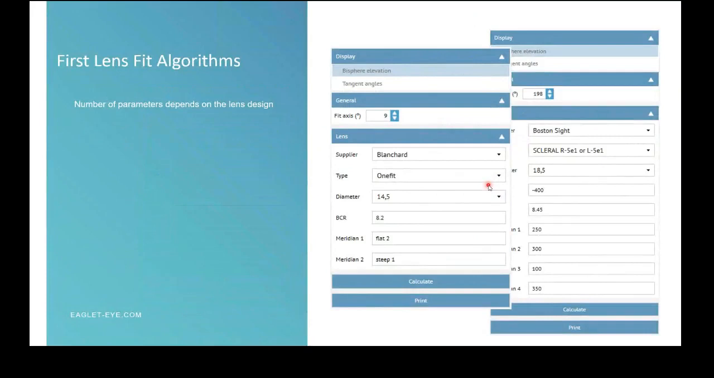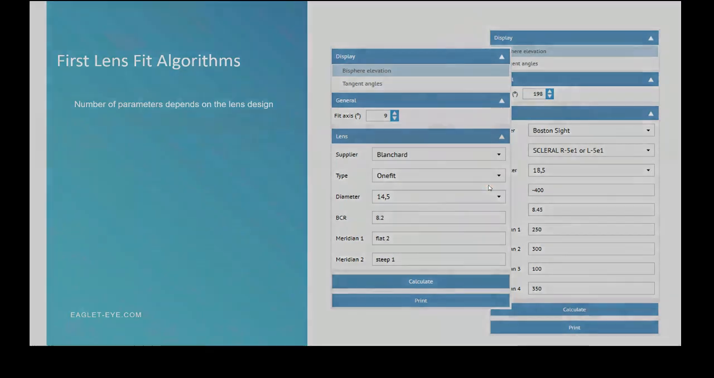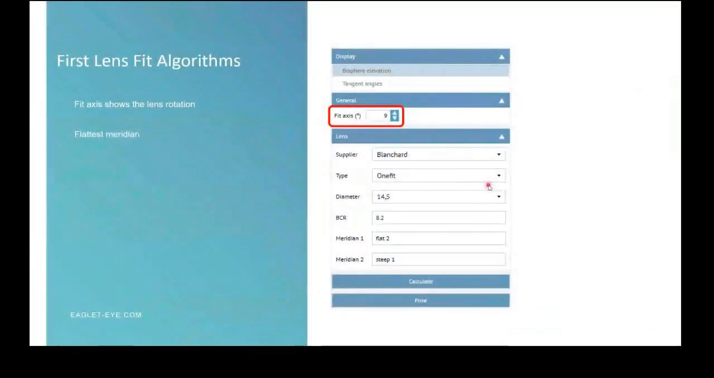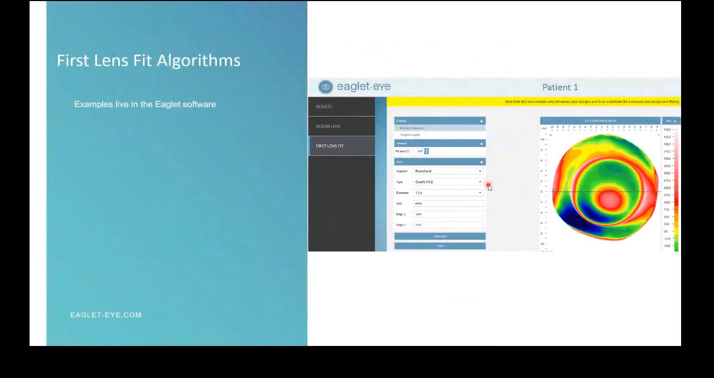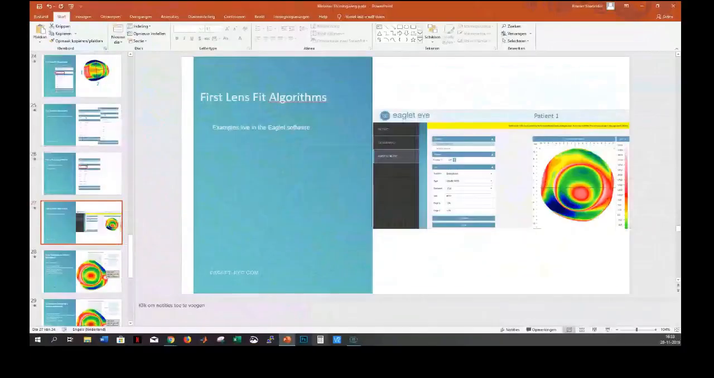Some algorithms will show a lot of detail and some will show just a couple of values. It depends on the design, the possibilities it has, and the range it's going to offer. I've been talking about flattest meridian already, and now I will switch to some live examples. Give me a moment to do that.